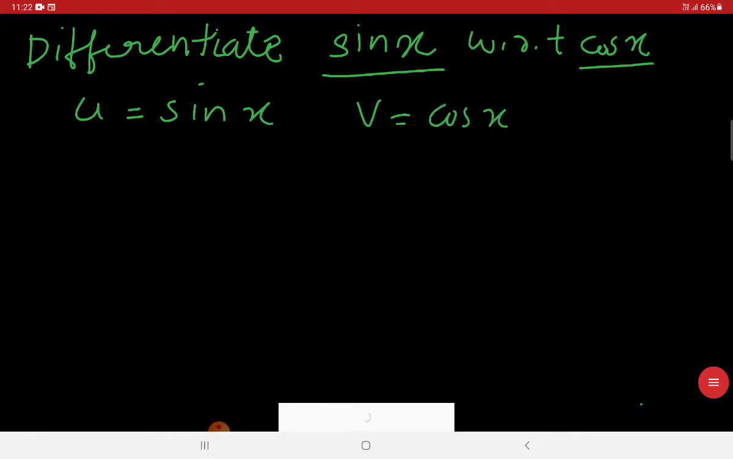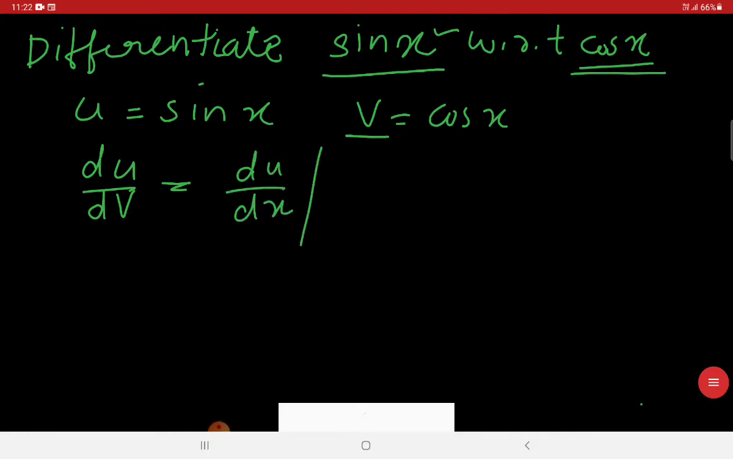Now what we have to find? We have to find du by dv. That is, with respect to cos x, that is with respect to v, we have to find the derivative of sin x. Now du by dv is equal to, see, u in terms of x and v in terms of x. So we can write it as du by dx divided by dv by dx.